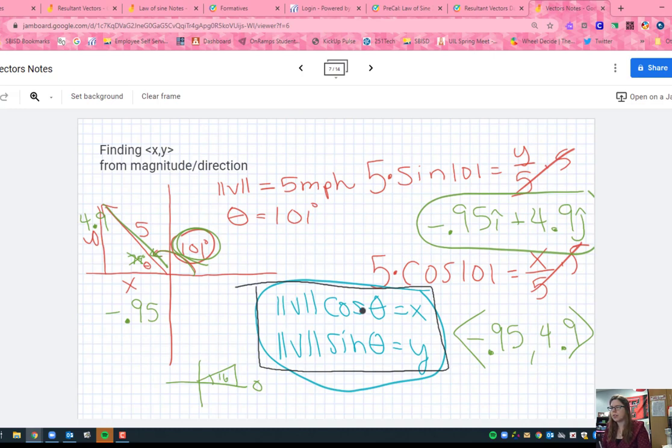And so it's the magnitude times cosine of the direction is equal to x. The magnitude, and so these are just fancy ways of writing magnitude, times sine of the direction. And so the reason for that is because we're always going to use the hypotenuse and we're always going to use the angle measure. So sine of the angle measure is always equal to y over r, my radius, and then cosine is always equal to x over r. And so this is our formula every single time we are finding the x and y from the magnitude and the direction. So that's the formula for this part.